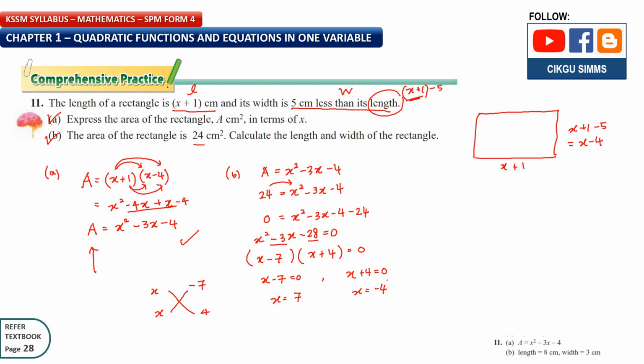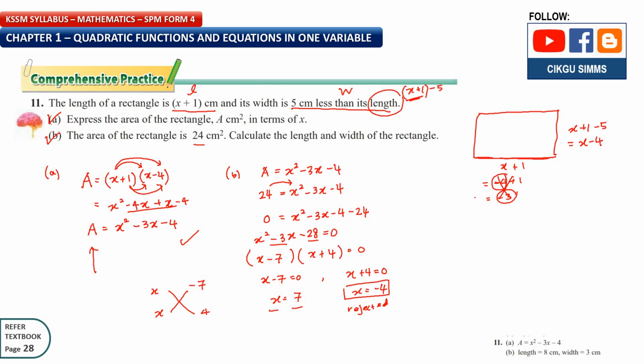Okay, so this negative value should be rejected because if my x is negative 4, so negative 4 plus 1, you get negative 3. So your length of this rectangle cannot be a negative number. Negative 3 cm, so it doesn't exist. So it is rejected. So my value of x is 7.